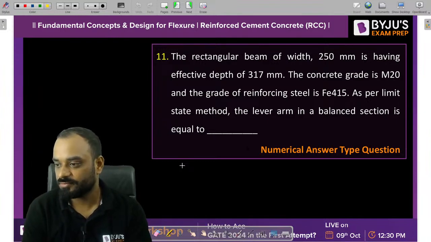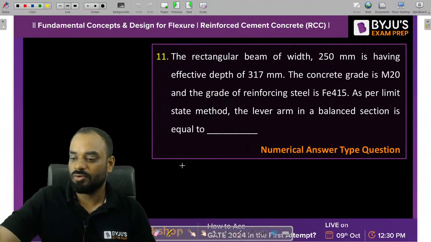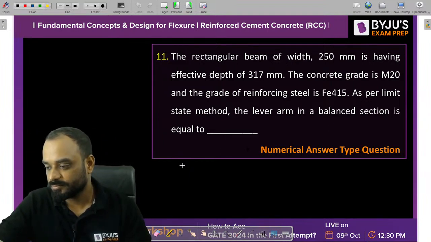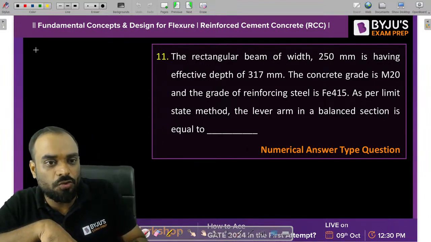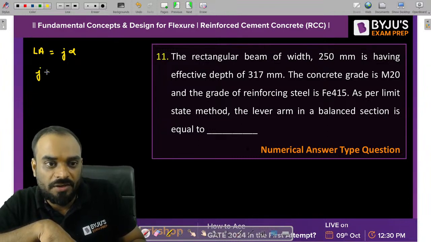Any other student who can tell me the answer? 253.09. You know that, guys, how to calculate the lever arm. Lever arm is nothing but J into D. Now what is the value of J? It is 1 minus 0.42 K. Correct? Now what is the value of K?